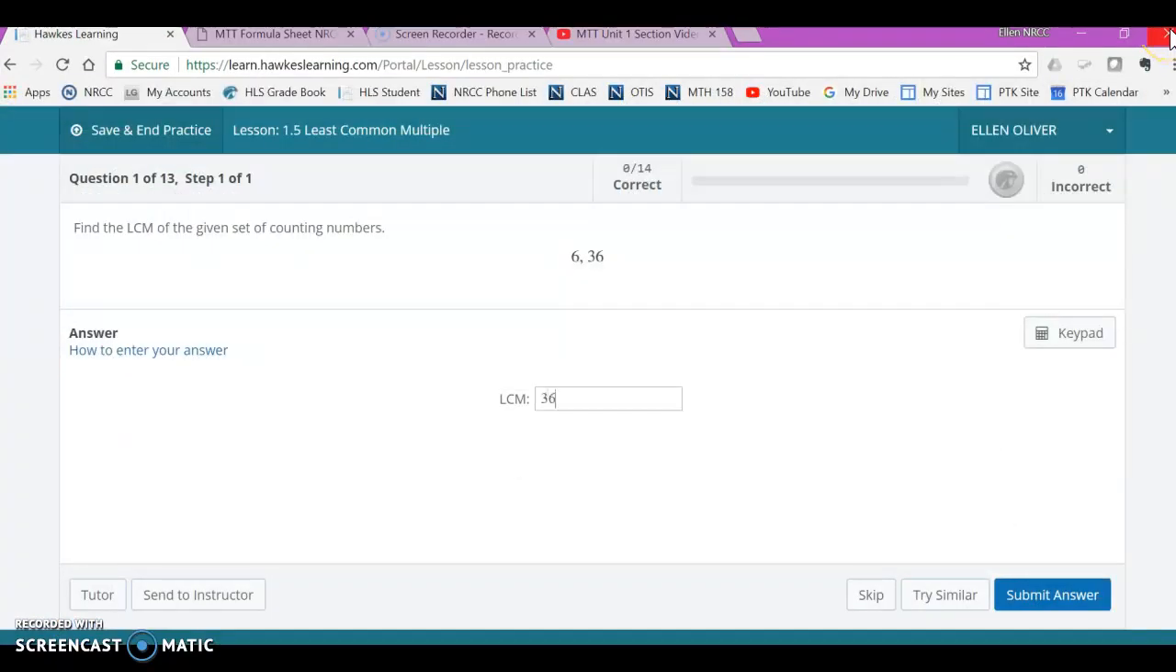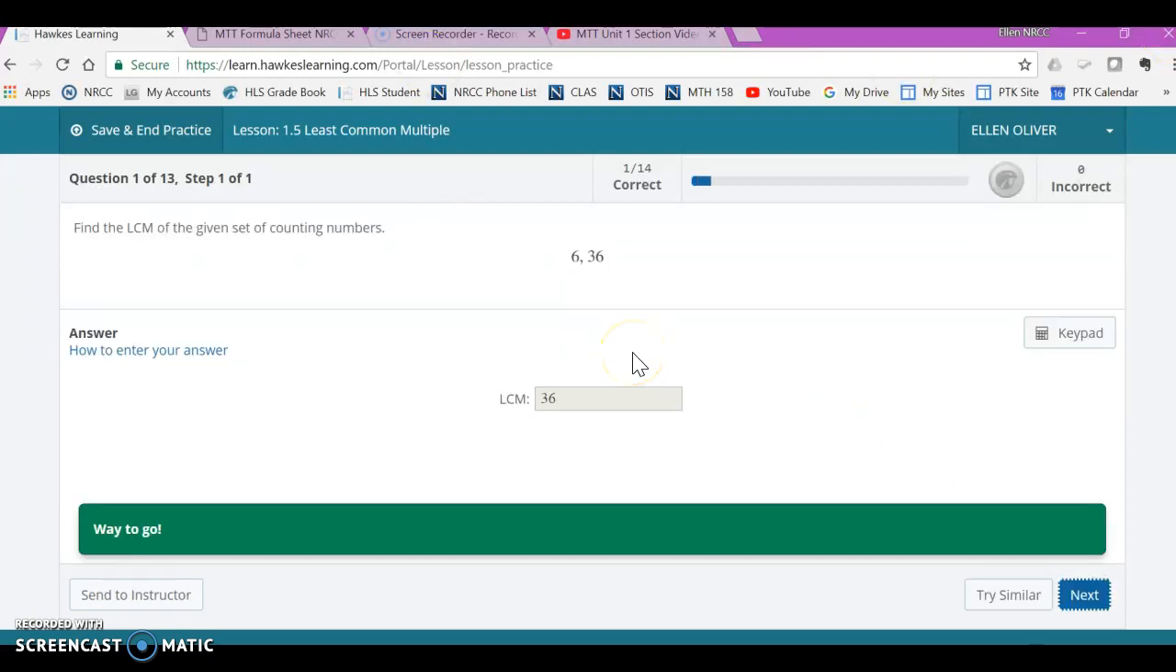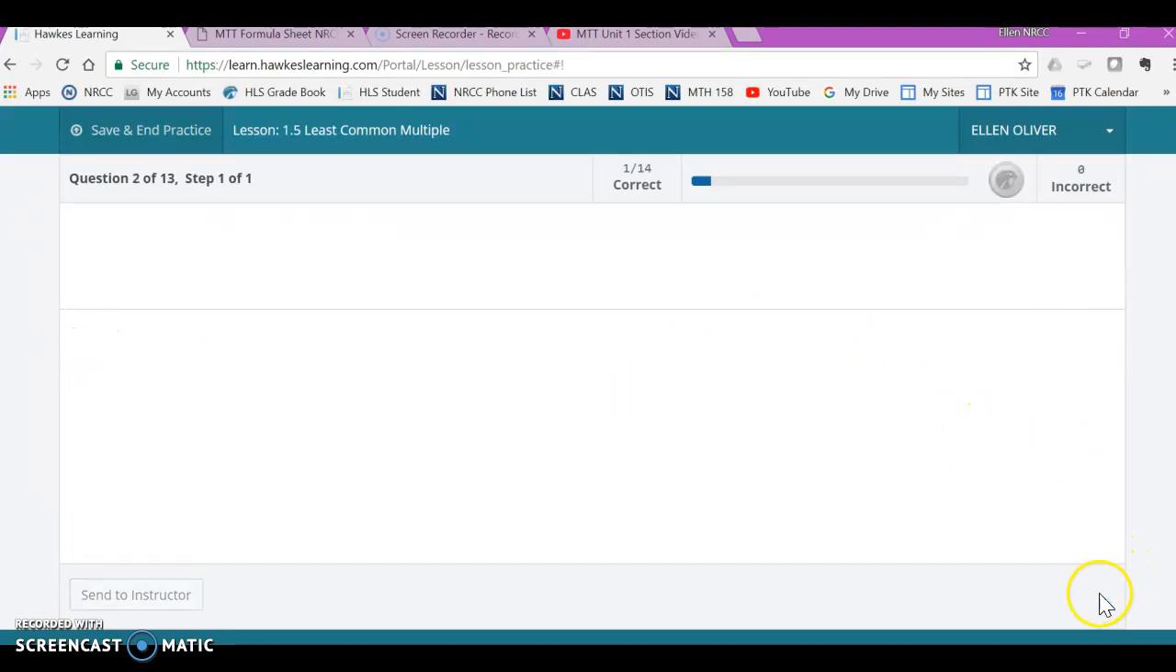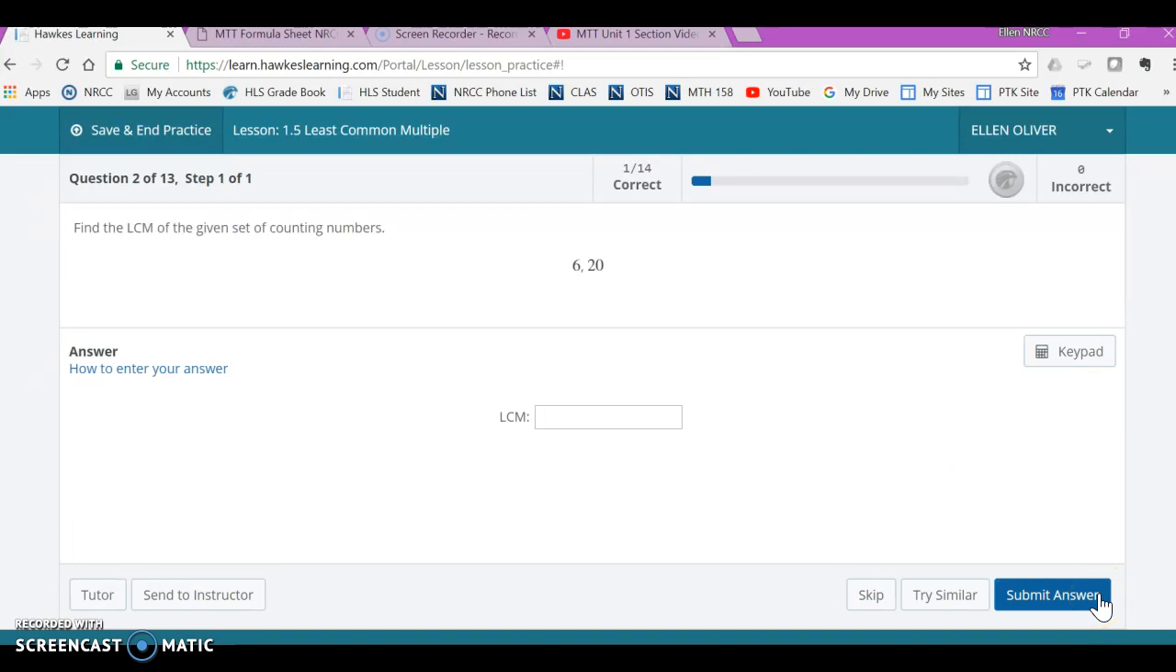So this is a super easy method that you're going to use right now to find the least common multiple. You're going to use it later when you add and subtract fractions. You have to have a least common denominator, and that is the least common multiple of both denominators. So this method is going to be very useful to you. So let's do 6 and 20.